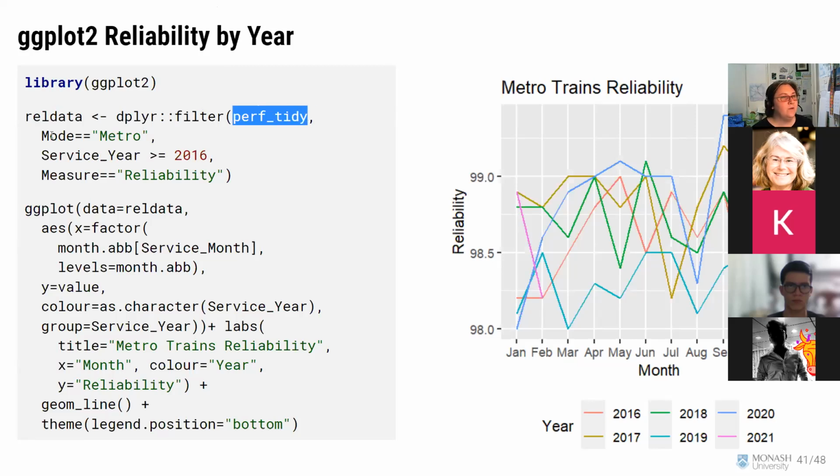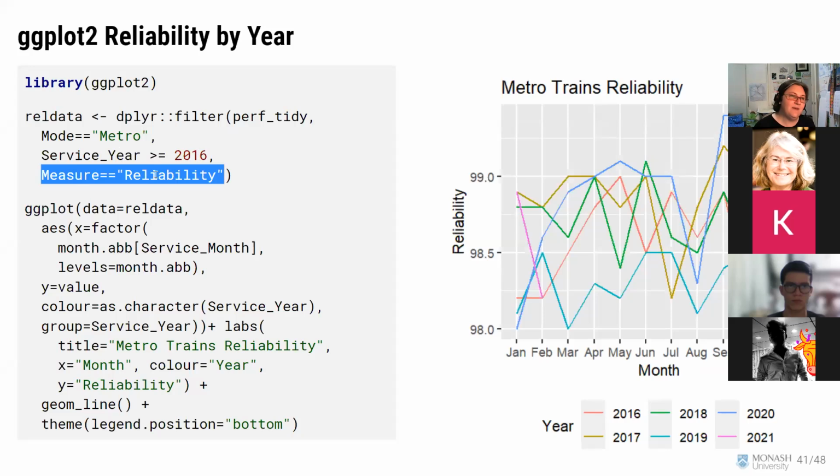Okay, so we're going to take perf_tidy. We're going to filter only for the Metro Trains data, because remember, we've got 3 different modes in there, and we just want to look at one at a time in this case for something simple. We're going to filter out anything less than or equal to 2016, because you get too many lines in one go otherwise. And we're only going to look at the reliability measure. So making the data tidy makes this a bit more complicated, because we've got to filter by reliability instead of just using the reliability value, but we'll see why I did that.